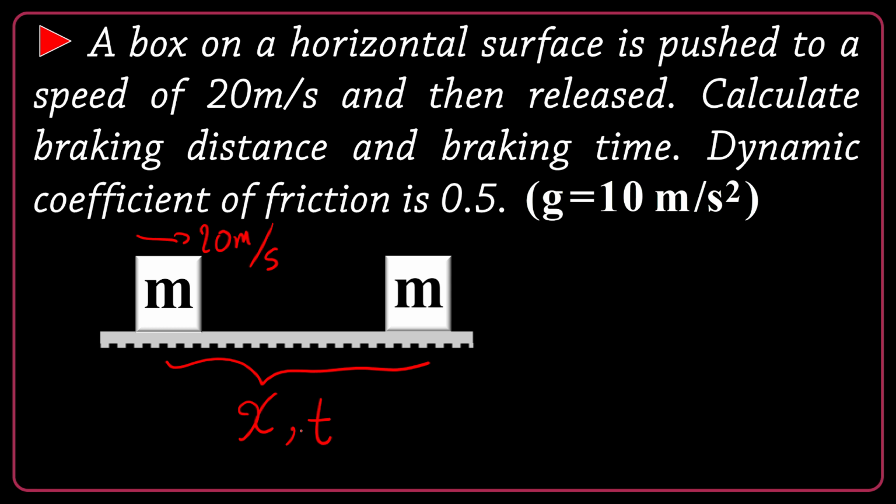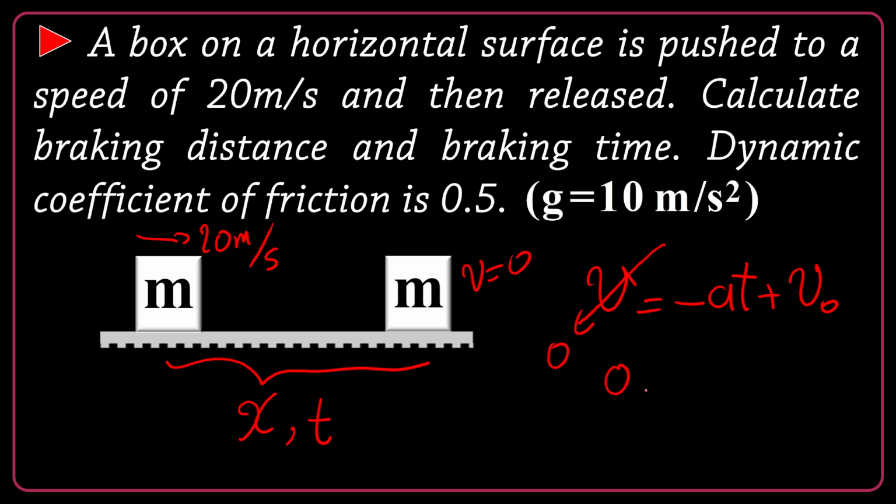I may have different kinematical approaches for x and t. One of them is maybe you can use v is equal to negative at plus v naught. And the final velocity is 0 here when the object stops. So 0 is equal to negative a times t plus v naught, which is 20. If I have the acceleration, I can find the time, the braking time, and then I can find the x. But I know that this is the missing part. I should find the acceleration.